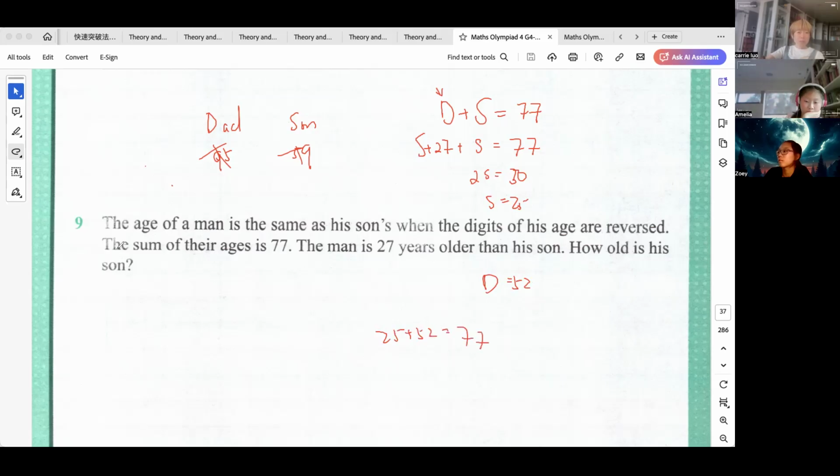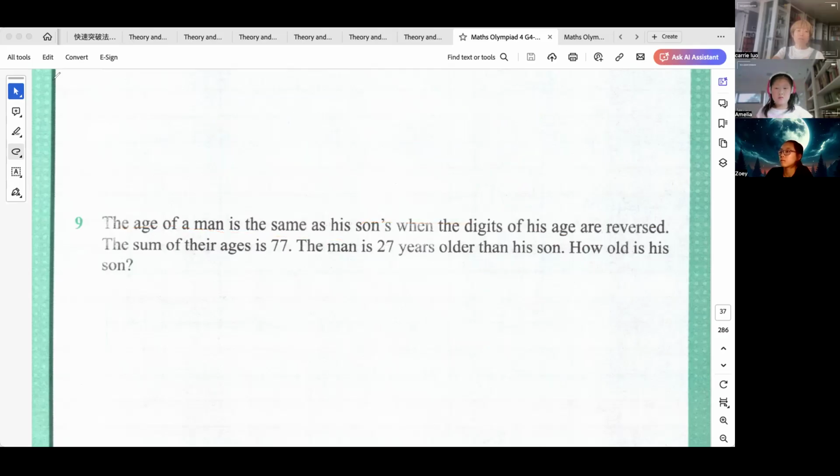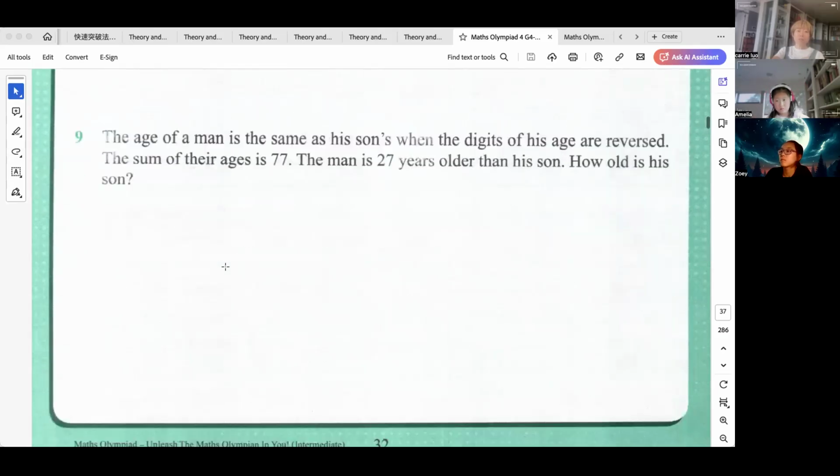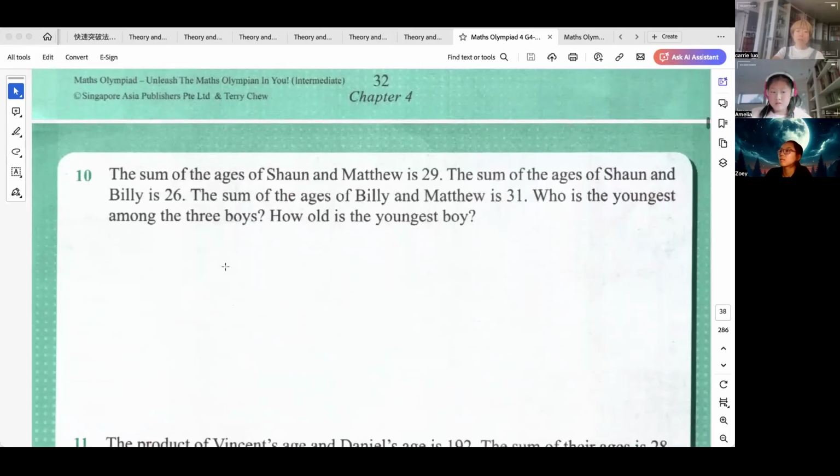So do we really need this one? No, we don't need that at all. We can directly get the answer. Get it, Zoe? Get it, Amelia? Yes. We don't really need that one, but that one can be used as the check clause. We can use it to check if our answer is right or not.